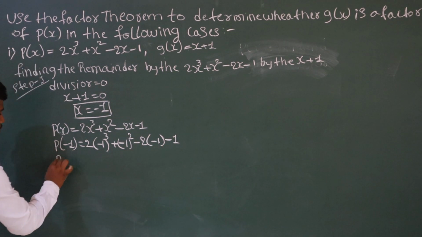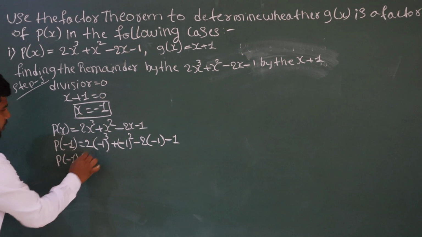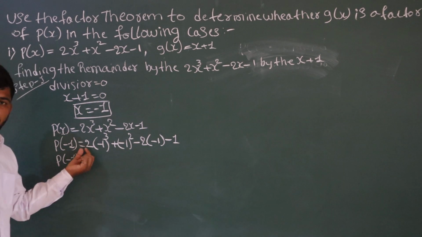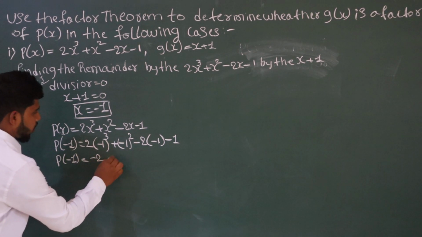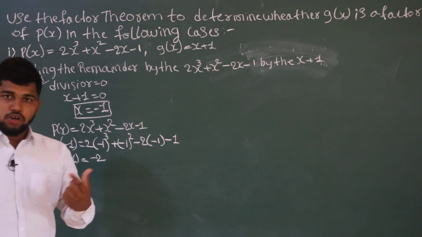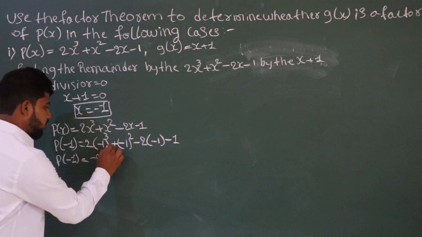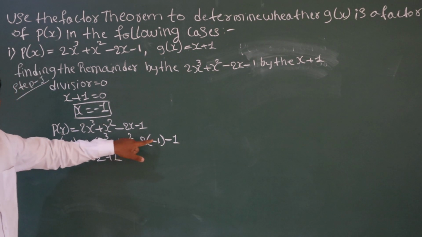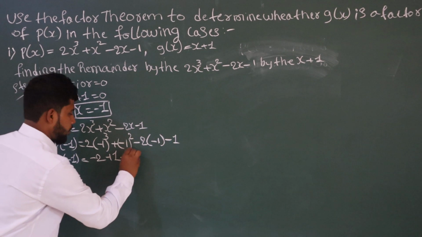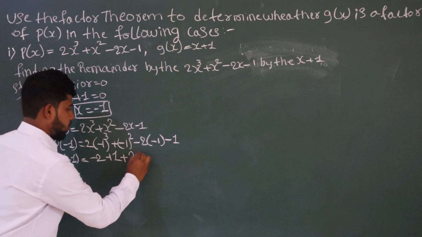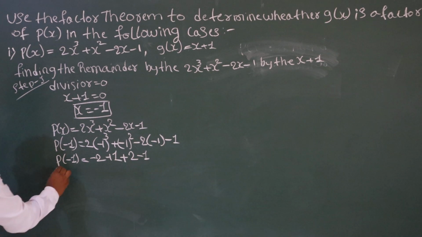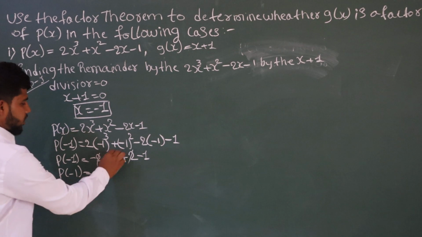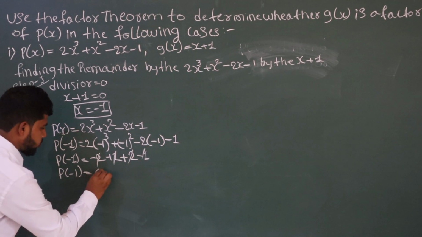Now p of minus 1 is equal to, if you multiply minus 1 three times, you will get minus 1. Minus 1 into 2 is minus 2. If you multiply minus 1 two times, you will get plus 1. Here also the sign is plus. Minus into minus is plus, 2, last is minus 1. Here p of minus 1 is equal to minus 2 plus 2 cancels, plus 1 and minus 1 cancel. So p of minus 1 is equal to 0.